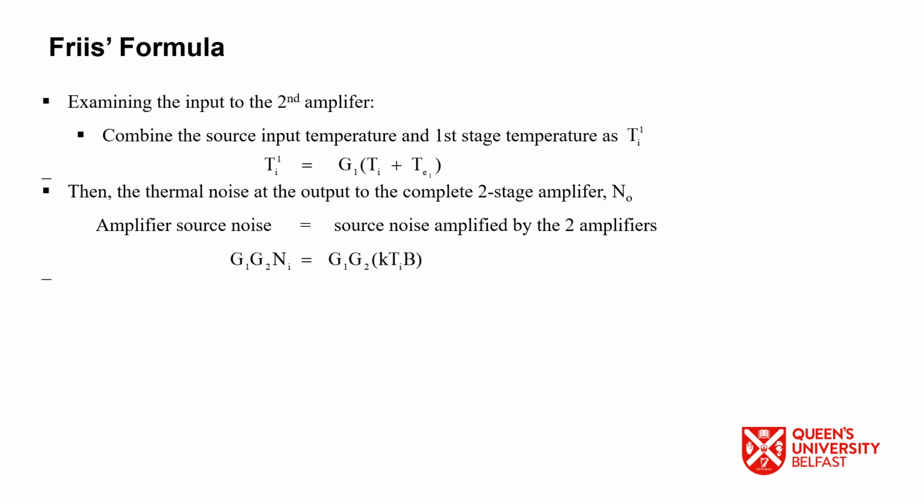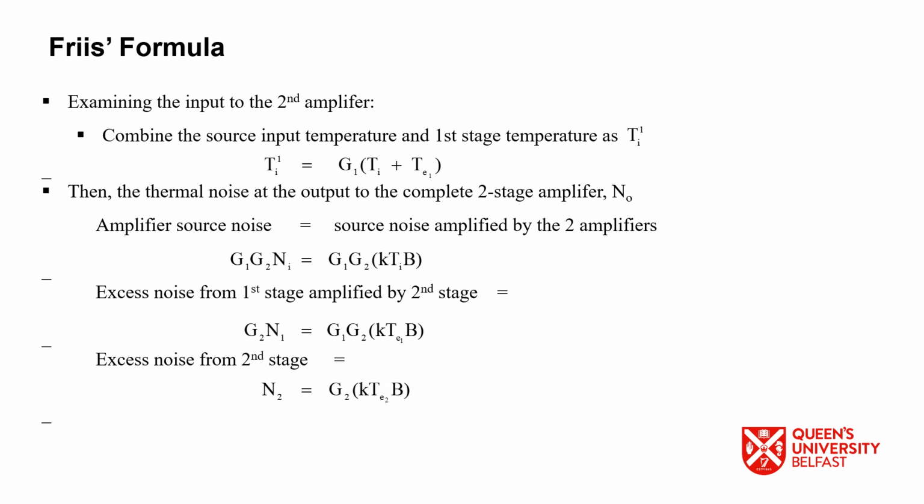Amplifier source noise is equal to source noise amplified by two amplifiers, so it's G1 G2 and input is equal to G1 G2 K Ti B. So Ti is actually the input noise temperature. So excess noise from the first stage amplified by the second stage will be equal to G2 and 1 is equal to G1 G2 K Te1 B. It's important to note that it's Te1 B. Excess noise from the second stage would be N2 is equal to G2, because we are now looking at the amplification from the second amplifier only, into K Te2 B, that is the input of the second amplifier rather than general T.